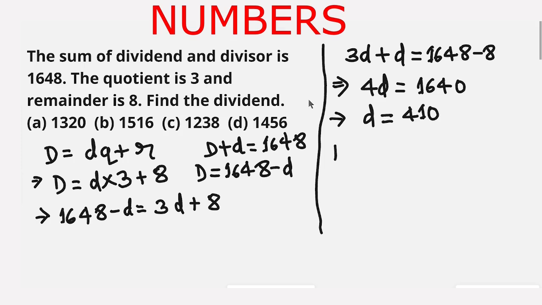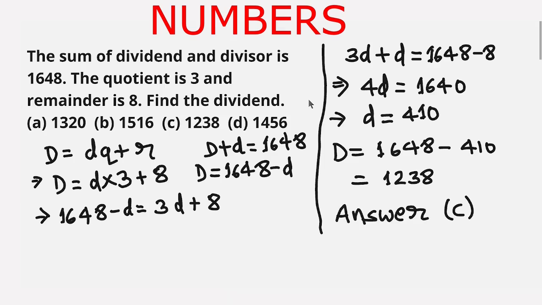Now the dividend is equal to 1648 minus divisor, which is 410. This gives the value of dividend equal to 1238. And from the given options, our answer is option C, 1238. I hope you have understood the method of solving such type of questions using the division algorithm. We go to the next question.